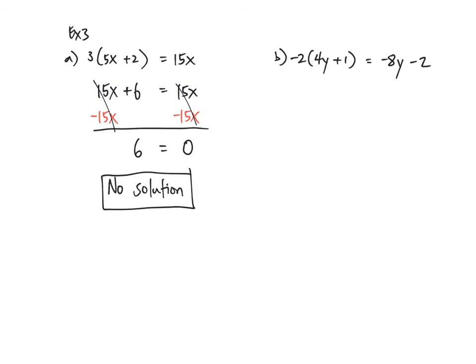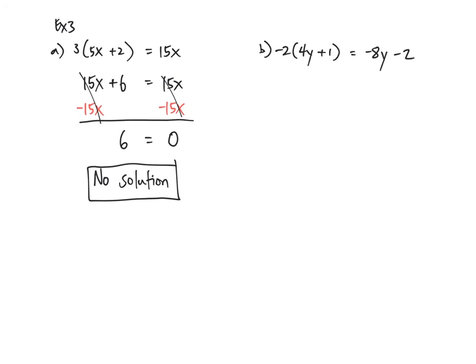Now, if we look at B, let's go ahead and solve it like we normally would. So we distribute the -2, and we get negative 8y minus 2 equals negative 8y minus 2. So right away, you should notice that the left side of the equation and the right side of the equation are exactly the same. And in fact, we could go ahead and do one more step. Let's add 8y to both sides. All right, and they both cancel, so we get -2 equals -2.